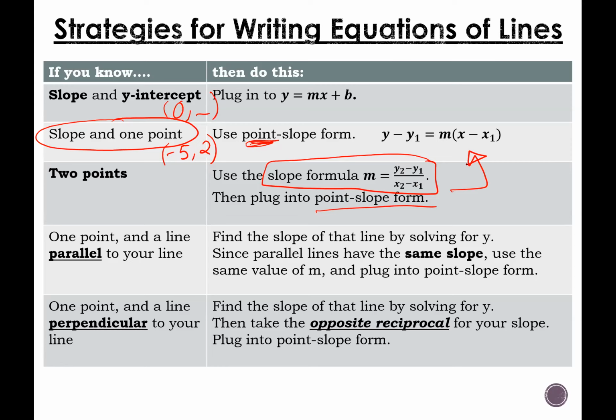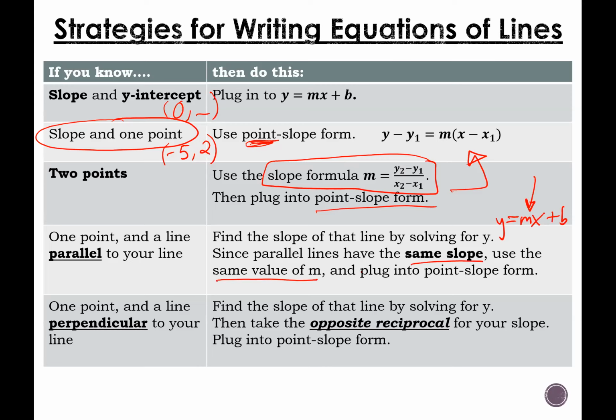What we'll see later on are some examples involving parallel or perpendicular lines. So here's our next scenario we might have. If you know 1 point and a line parallel to your line, what you'll do is find the slope of that line by solving for y. So if you solve for y, you're getting it into y equals mx plus b form. You can find m that way. Since parallel lines have the same slope, use the same value of m and yet again plug into point slope form. We'll see an example of this coming up.